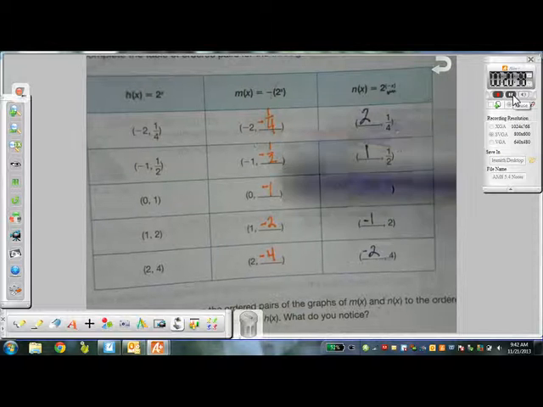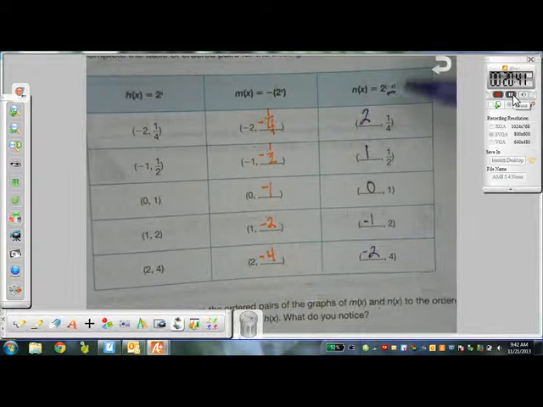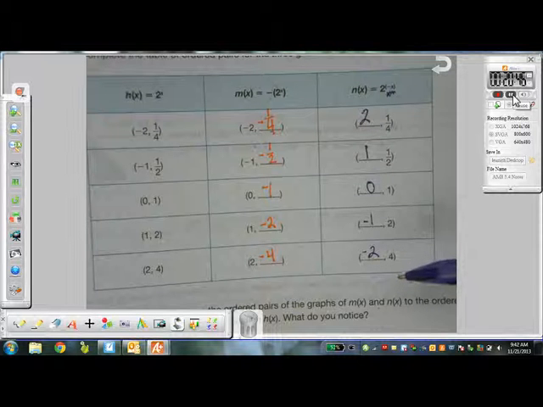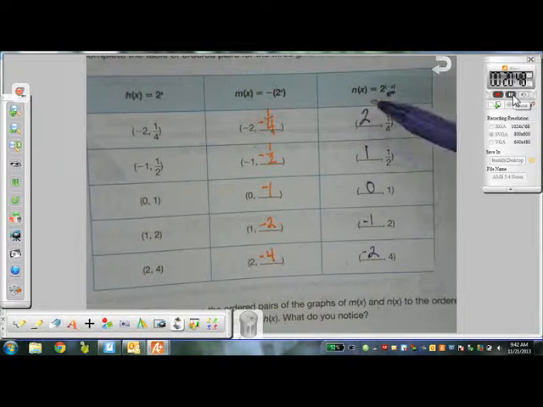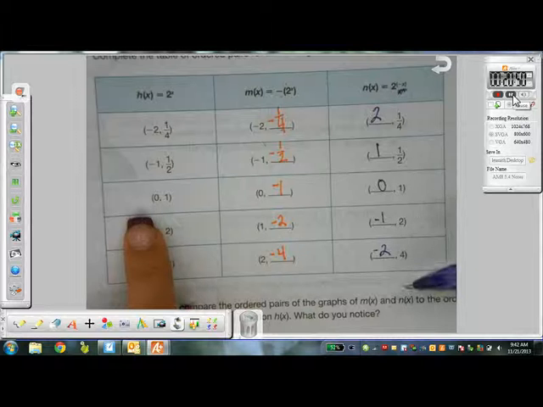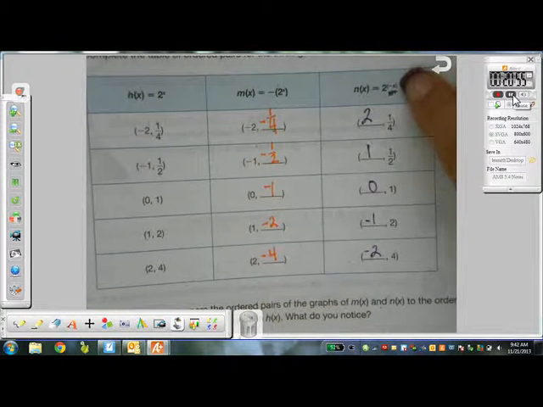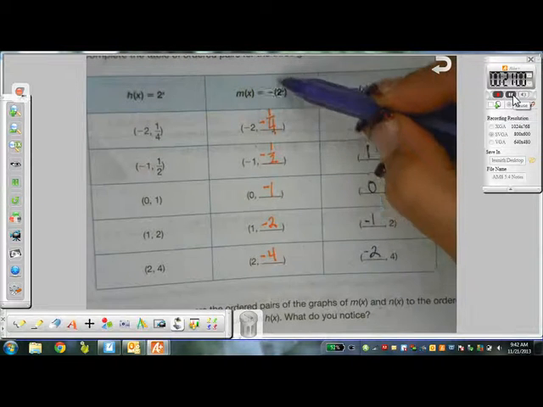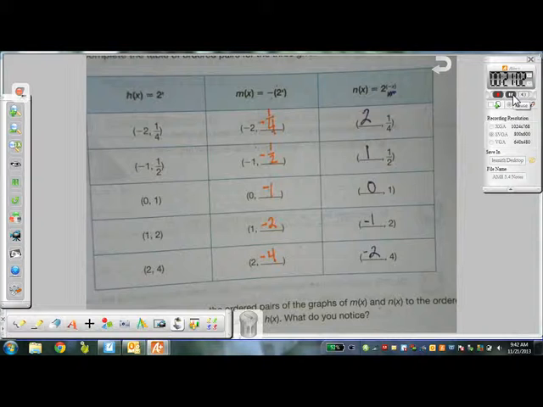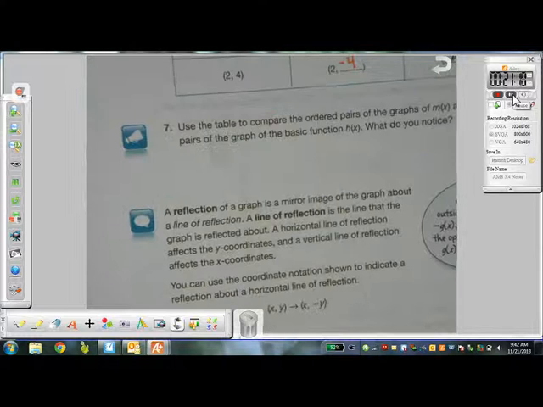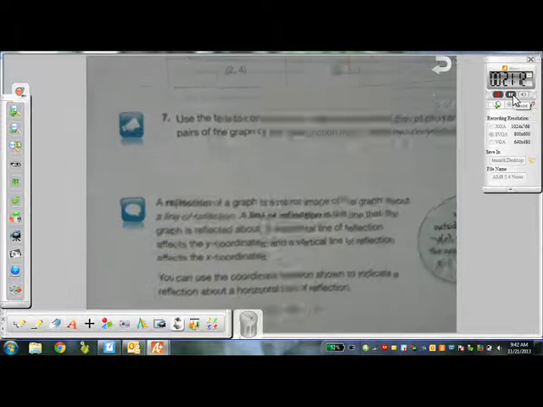What about to get n of x? When I affected the argument, what happened? Did I flip anything? No, I changed the signs of which ones though? The x's or the y's? The x's, okay? So affecting the argument, what goes inside the parentheses, changes the x values. Affecting the result, what's on the outside, changes the y values. So we have a definition. Definition of reflection. Okay, so I want you to highlight these.